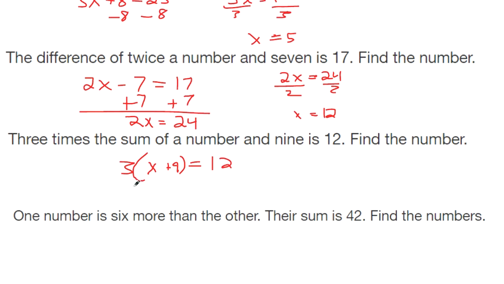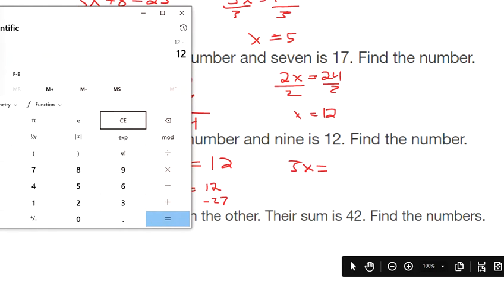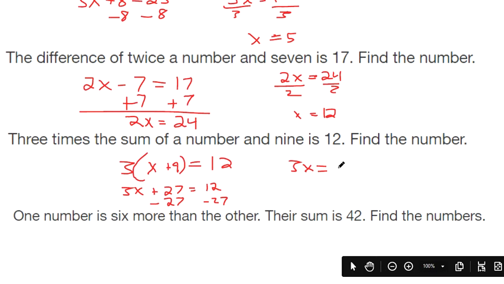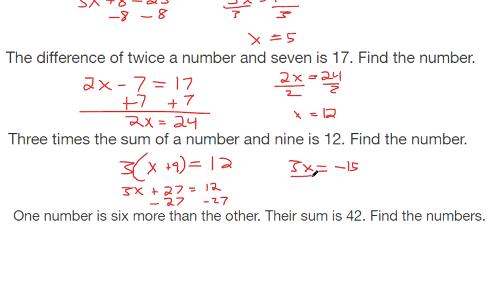So you could use the distributive property. You could multiply 3 to both numbers inside. Subtract 27 from both sides. So we get negative 15. And then just like the last one, divide both sides by that coefficient of x. So x is negative 5.